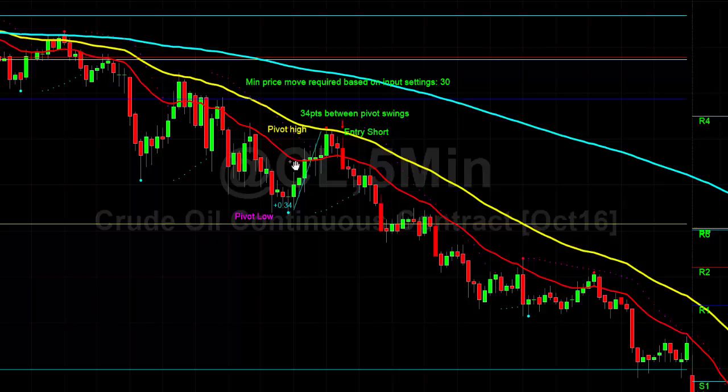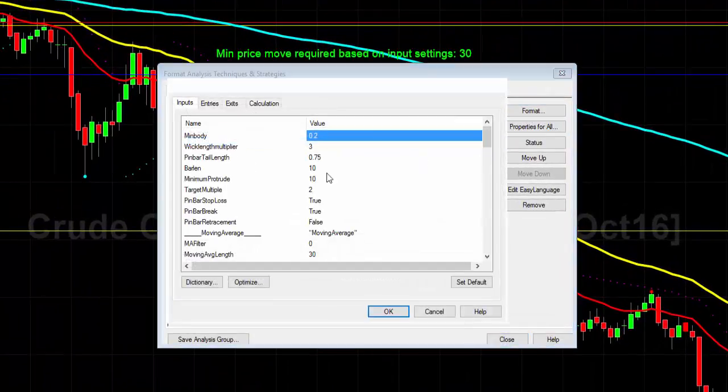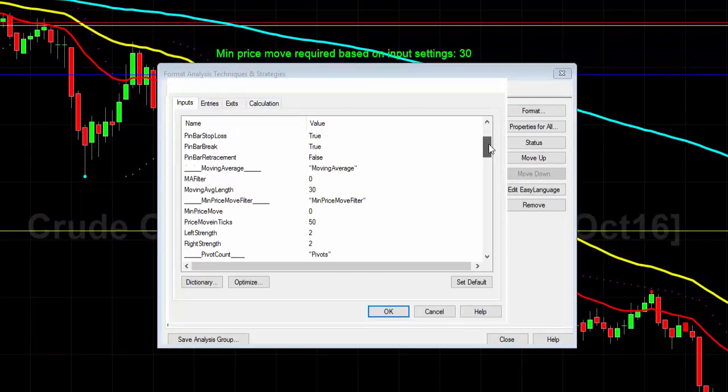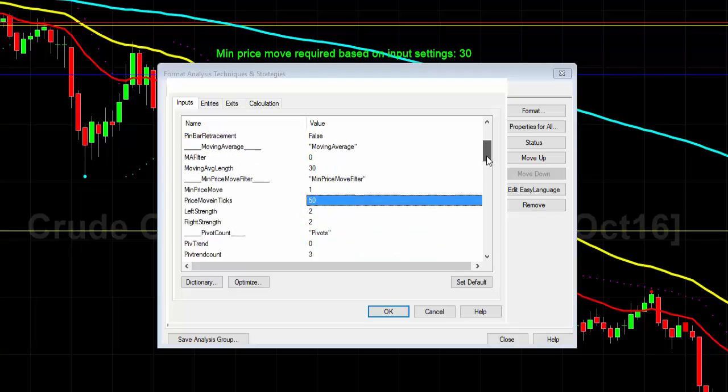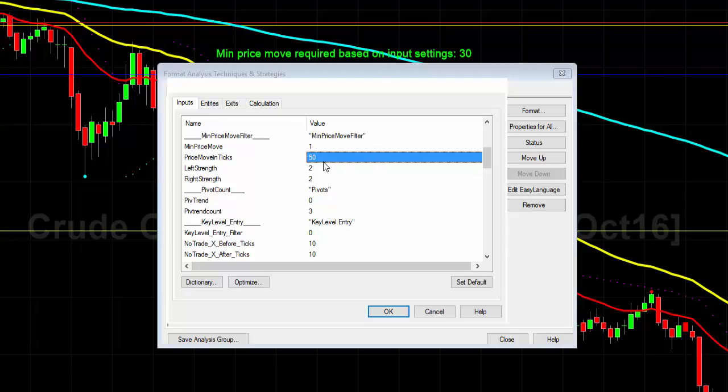Within my strategy, if I go into the pin bar strategy and scroll down, you'll see I have a minimum price move filter. I can turn the filter on by selecting 1, and 0 has it off. I can pick the price move in ticks that I need to see for this system to work. Whether it's a shave bar entry, a trend trader entry, or a pin bar entry, it doesn't matter. I have to have a minimum price move before my system will take a trade.